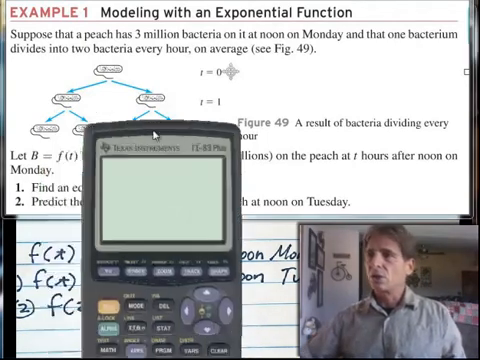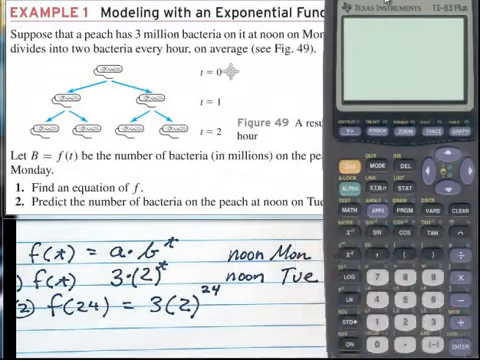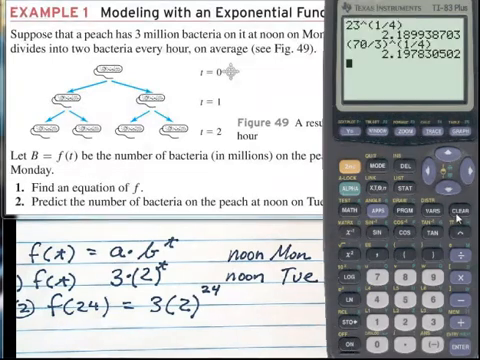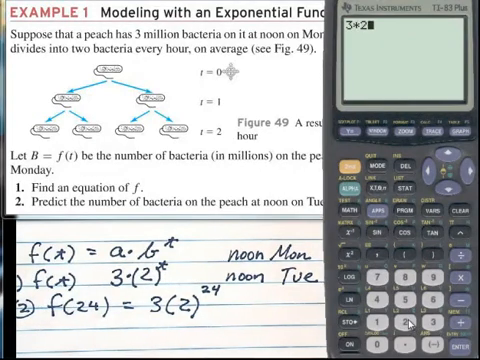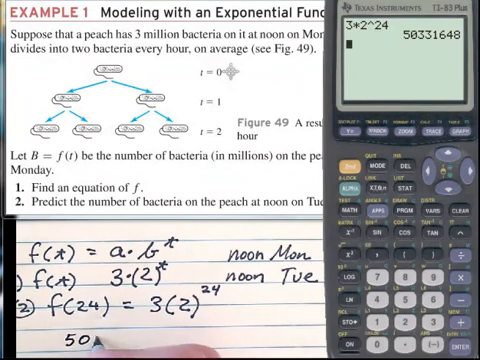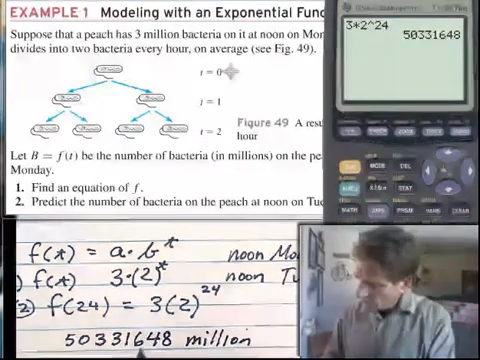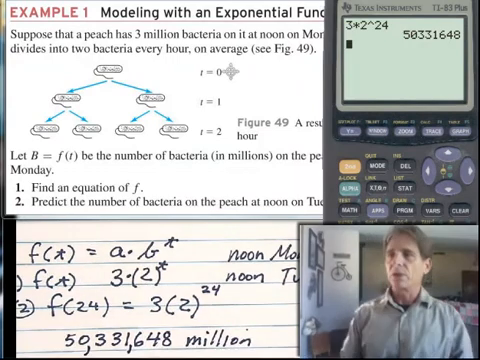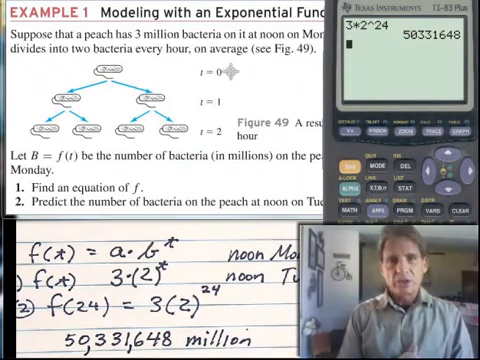So let's go ahead and get our calculator out. I can just turn it on, and I'll just clear this. So we have 3 times 2 raised to the 24. So we end up with that many million. 50,331,648 million. And of course we would want to put commas. You could either put it that way or you could add 6 zeros. So there's example 1.